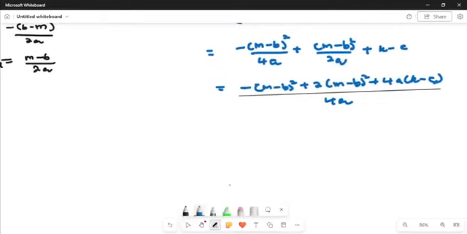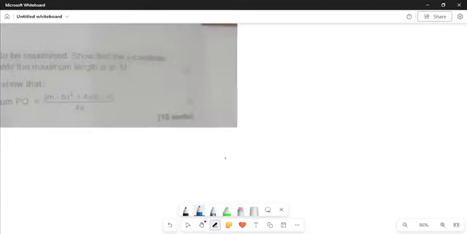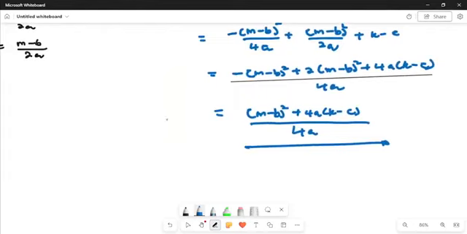So we can further simplify because there are like terms there. We've got these powers of 2, so minus 1 plus 2. That's just (m minus b) squared plus 4a into (k minus c), all of this divided by 4a. So this is the maximum value, the maximum PQ. So this is our PQ, our maximum value.